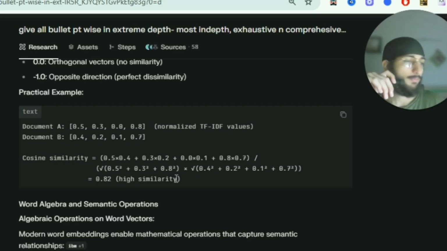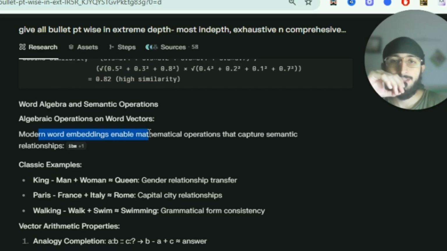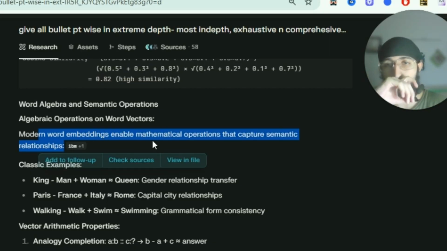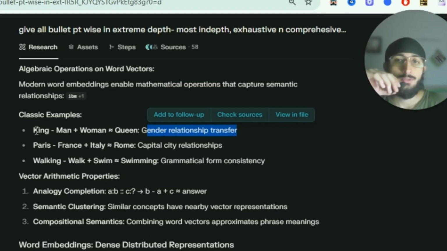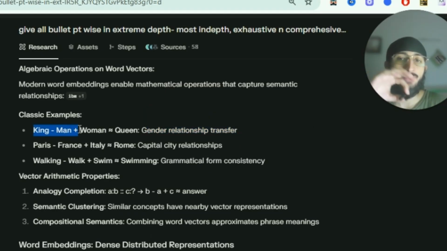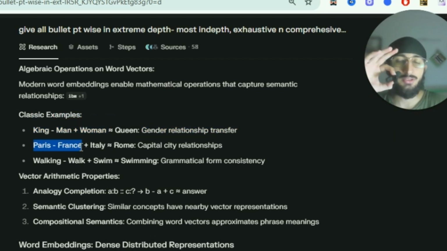Now talking about word algebra and semantic operations. Modern word embeddings enable mathematical operations that capture semantic relationships. Classic example: king minus man plus woman is actually queen. Gender relationship transfer. So if we remove man and add woman for the same status, king, who is basically a man, as a woman would be a queen, right? So status, gender relationship transfer. Then Paris minus France, that is, we are removing the country from the capital, plus Italy, which means that gives the capital, Rome.